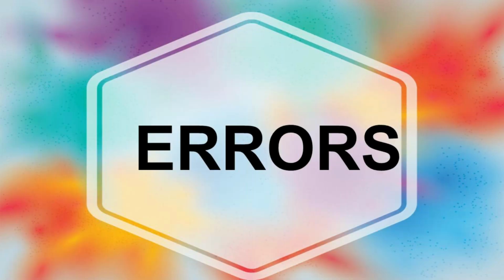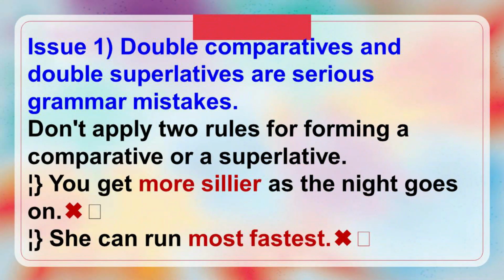Now, after facts and formation, have a look at some of the errors which people generally make. Error number 1. Double comparatives and double superlatives are serious grammar mistakes. Don't apply two rules for forming a comparative or a superlative. Like, you get more sillier as the night goes on. Here, more and sillier are both wrong.